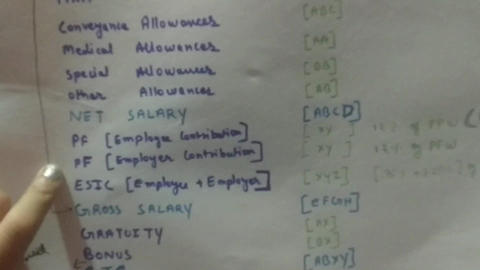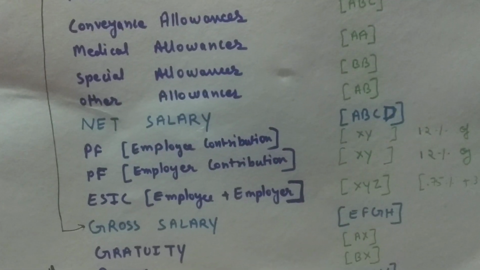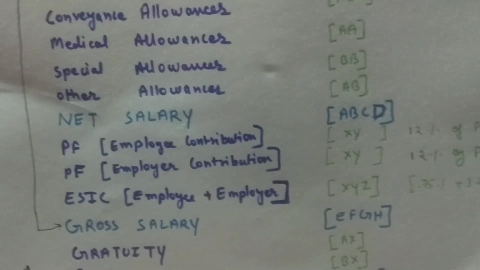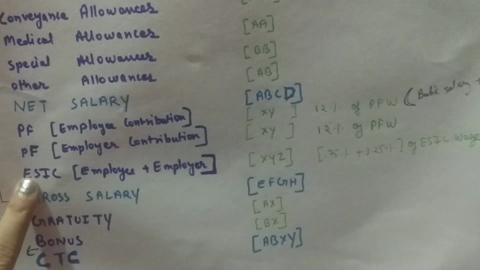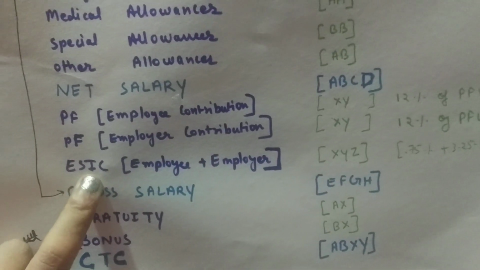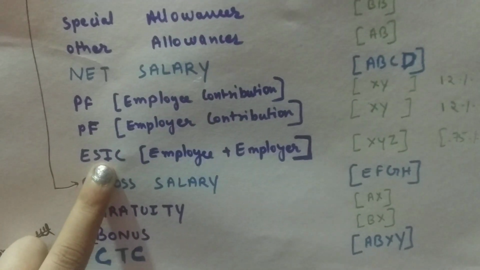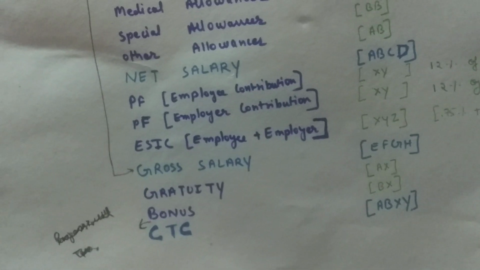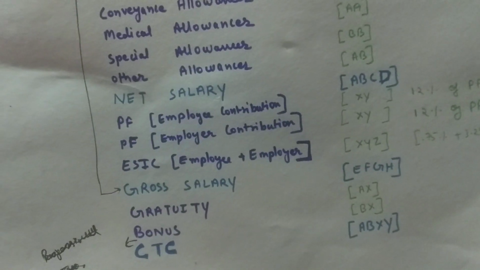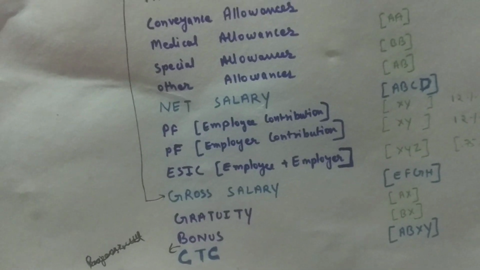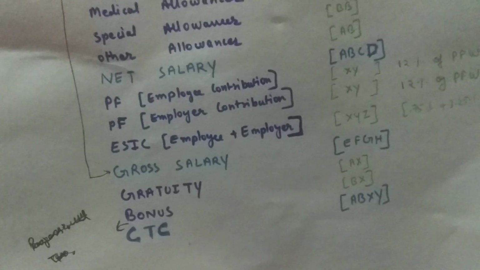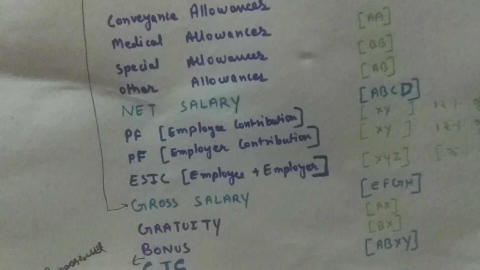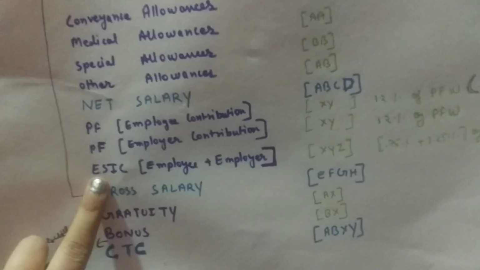So this is about the PF. Now next is the ESIC. ESIC is employee state insurance contribution. So this covers the medical insurance of an employee. This is applicable particularly for those employees जिनकी basic salary up to 21,000 है, not more than that. So all the employees' medical health insurance is covered under that, which is provided by the company.